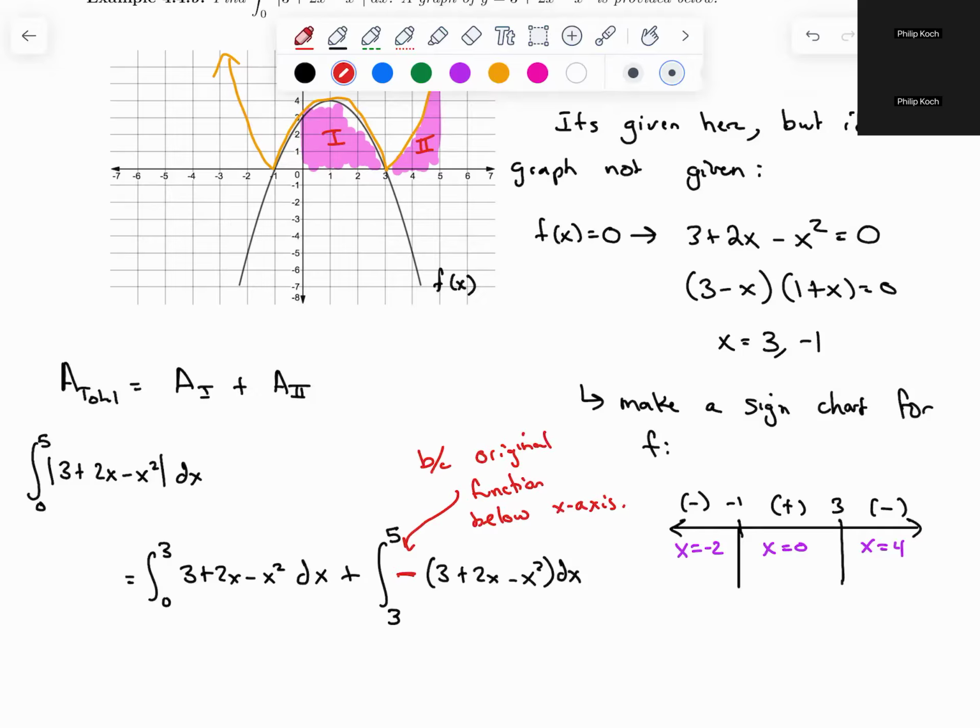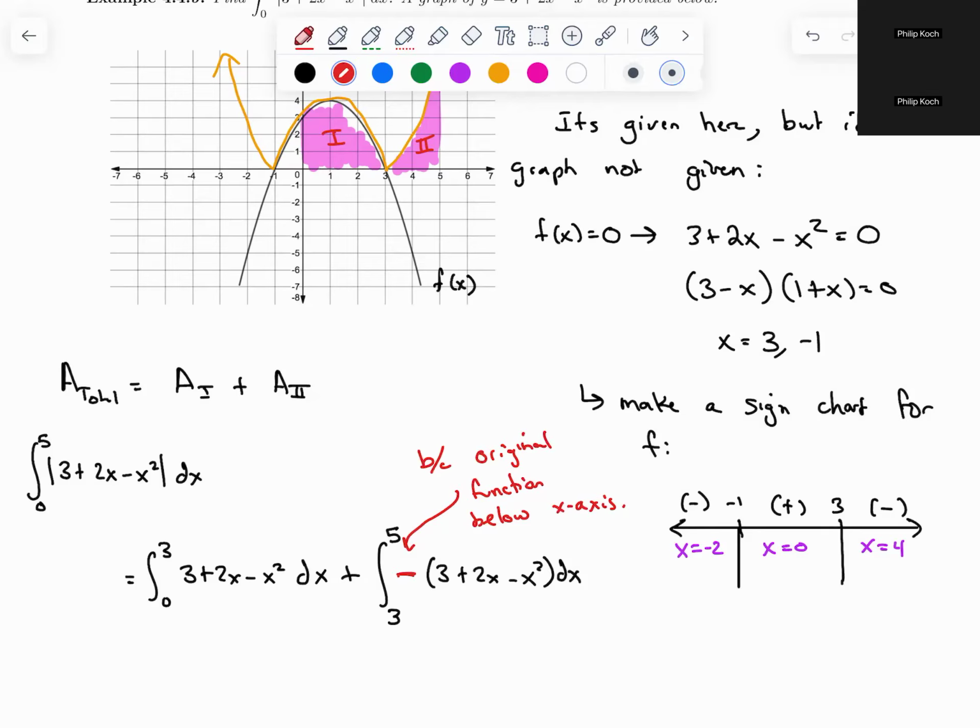But we're dealing with the absolute value function. So on that piece, we need to multiply the entire function by -1 to reflect its y values and make them positive. Any questions on that?